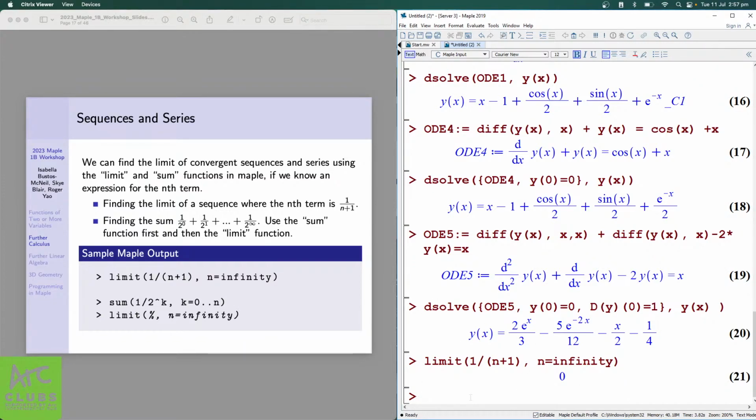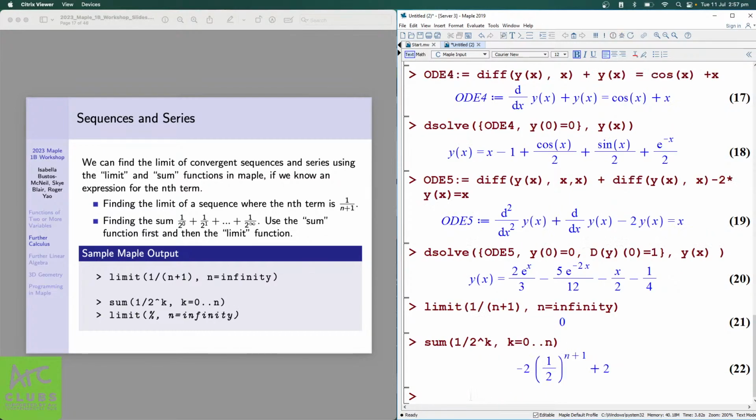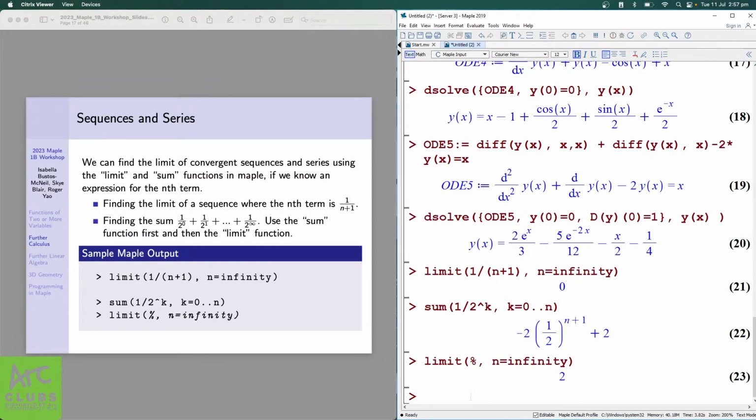And so here we want to do the sum of 1 over 2 to the k from k equals 0 to n. And so that gives us that sum there. And then if we want to find the limit of what we had previously, and for n is equal to infinity. So we can put that in there and it'll find it for us.